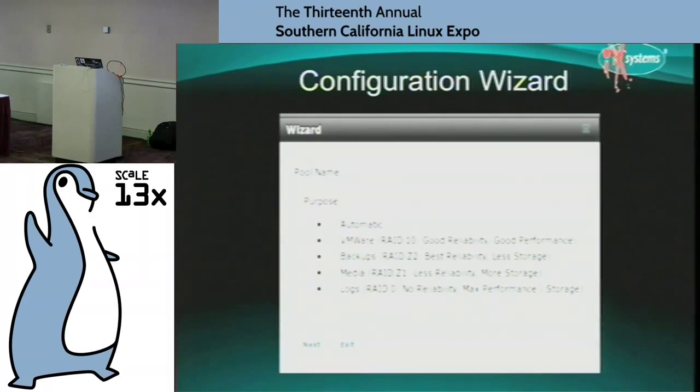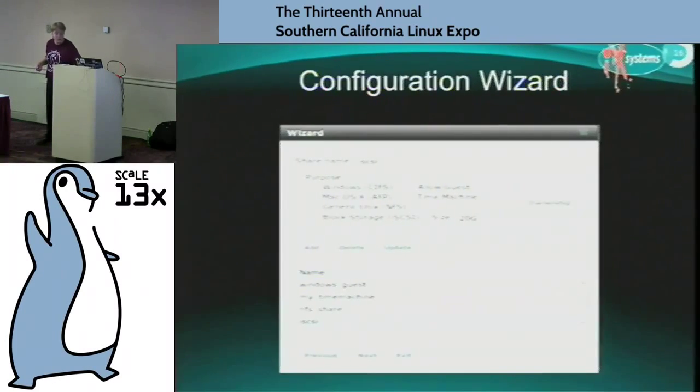So the wizard itself, this is the initial screen where you set up your volumes. If you have no idea what you're doing and you just have some disks in there, you can just give it a pool name, say automatic, and it will pick the most logical thing to do with the number of drives that you gave it. If you know what you're doing, you can decide whether to do a RAID Z1, RAID Z2, RAID Z3. So we're trying to make it appeal to people who don't know what they're doing as well as people who do. The initial sharing wizard will let you set up your CIFS, Apple, NFS, and iSCSI shares.